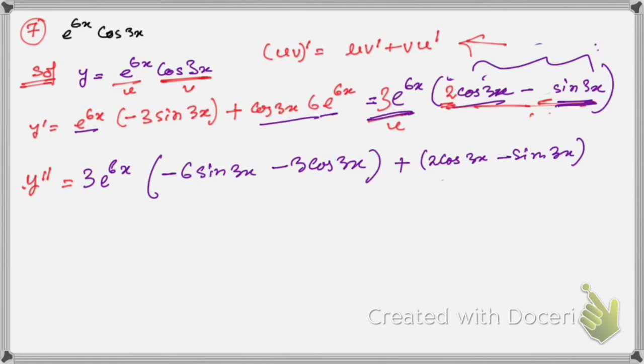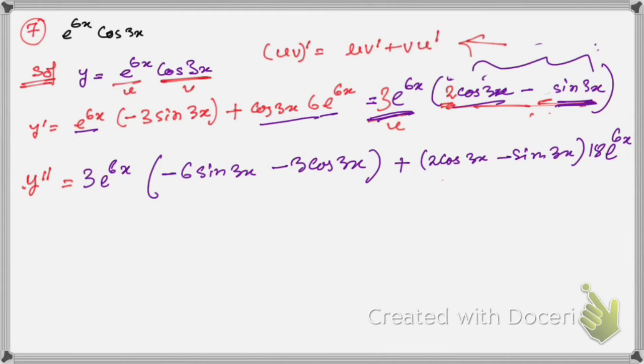Then derivative of 3e to the power 6x, that's going to be 6e to the power 6x, that should be actually. And again if you multiply 3, then it will be 18. So 18e to the power 6x. Okay.